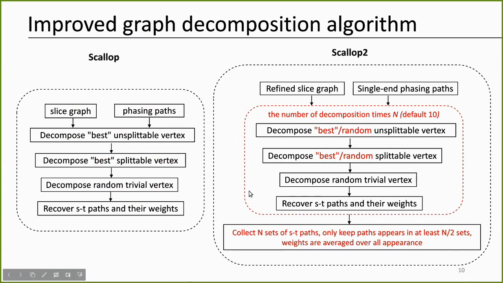And finally, we designed an improved graph decomposition method. The graph decomposition algorithm used in Scallop is able to preserve all single-end phasing paths, but in its decomposition process, it may not pick the optimal vertex to decompose. Motivated by this, we propose a consensus voting method here. In Scallop2, we run the decomposition n times. In the first round, we use the same principles as in Scallop. In the remaining rounds, we pick unsplittable and splittable vertices randomly. And finally, we collect n sets of s-t paths. We only keep transcripts appearing in at least half of the sets.